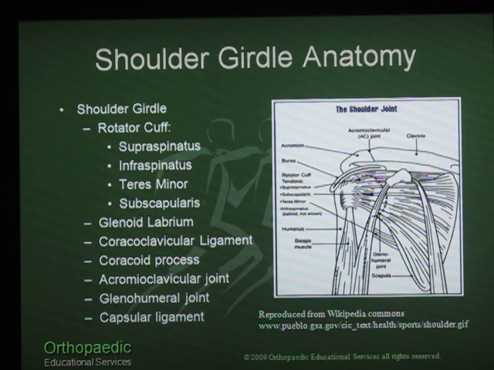It's the long head of the biceps tendon that goes through the bicipital groove underneath the transverse humeral ligament and then becomes intra-articular and attaches into the superior glenoid labrum inside of the joint capsule.